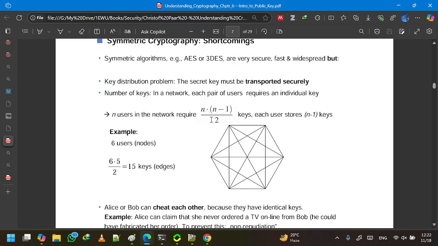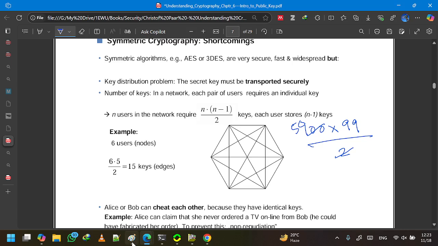So we understand that for 100 users, the number of keys would be 100 multiplied by 99 divided by 2. So to managing this many amount of keys, this is very hard. So 50 multiplied by 99 is a very large number.